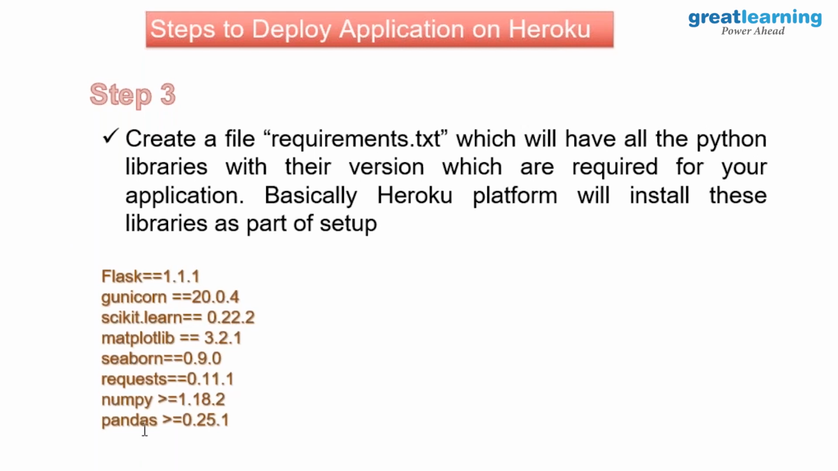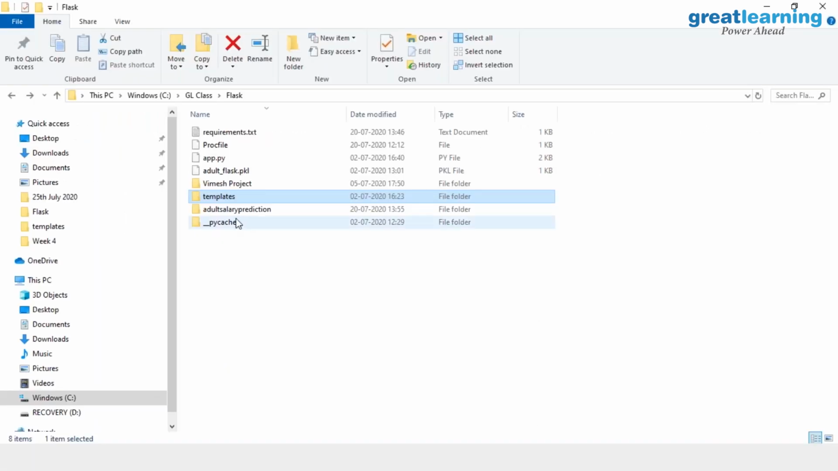How do you know the version? You can go onto Python and figure out the version which you have, right? So this is the third requirement. You have to create a requirements.txt file. Both these files, the Procfile and the requirements.txt, should be created in the same directory where you have the main application. So remember, I had the main application in the Flask directory. So I have these two files created there.